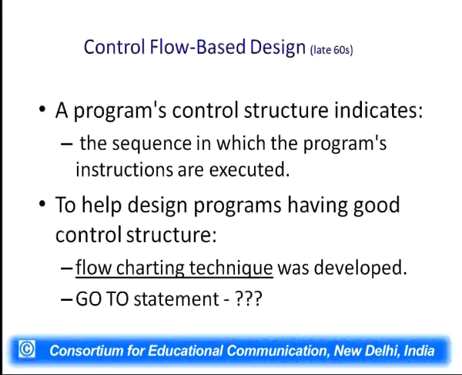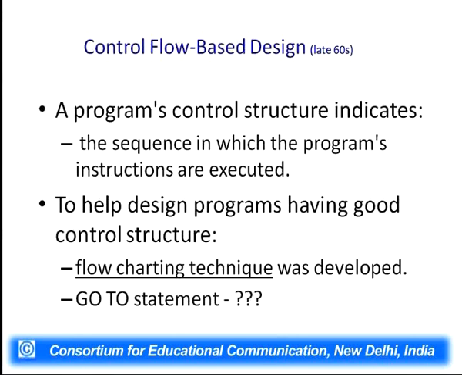A program's control structure indicated the sequence in which the program's instructions were executed, and to help design programs having good control structure, flow charting techniques were also developed. In this case, the go to statement was used quite often, because this statement modified the flow of control and the way instructions were executed one after the other.